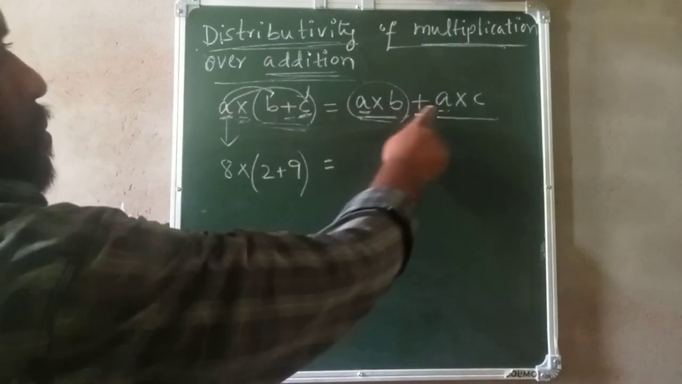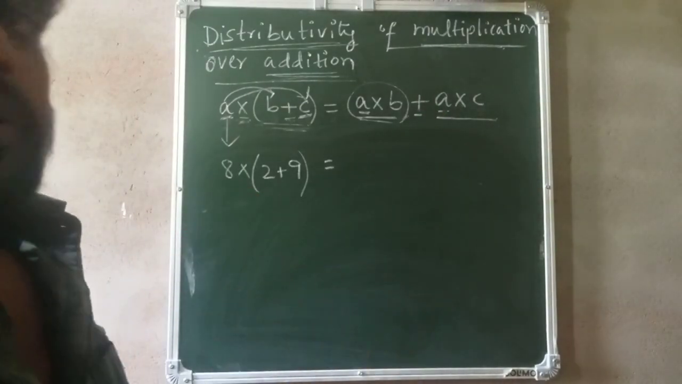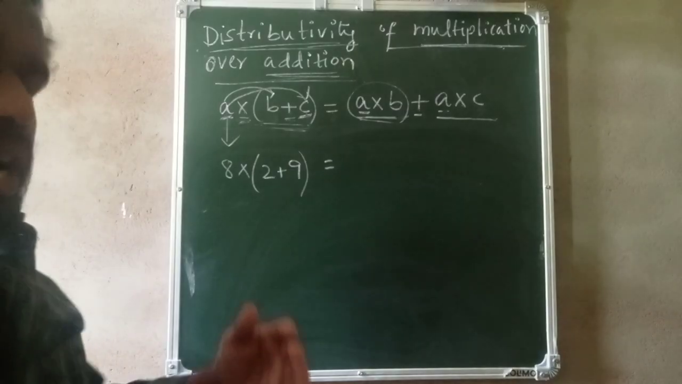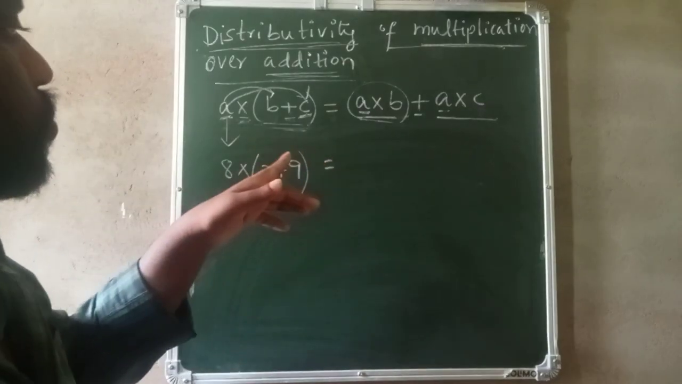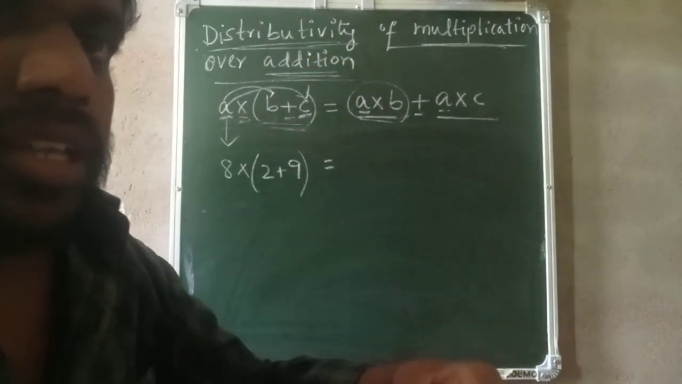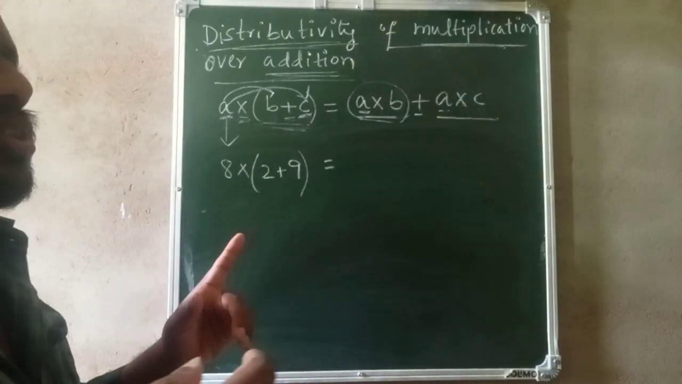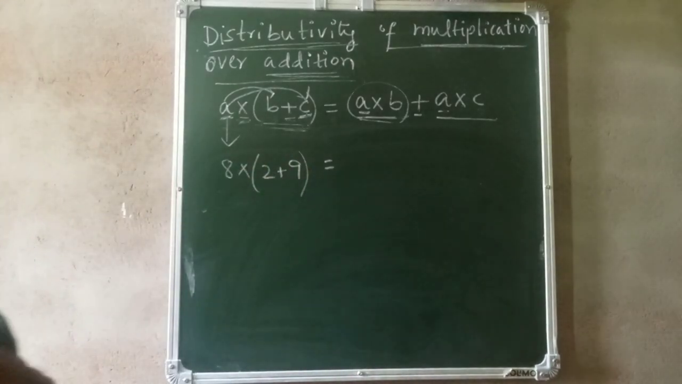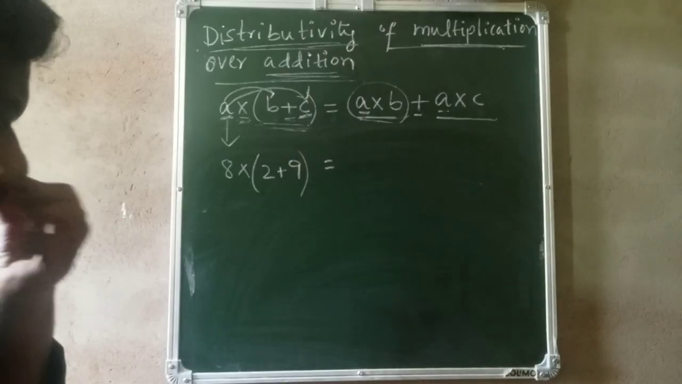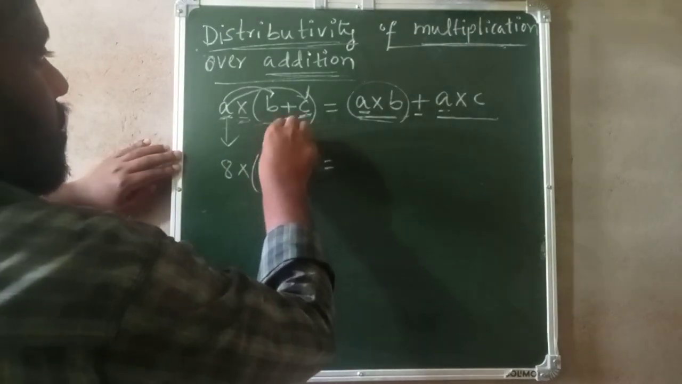See, using this property we will find the answer later. First we have to do the normal multiplication like how we have done before. Then we have to simplify this using this property. Then we have to check whether both answers are matching or not. So first, normal multiplication, I will write normal.